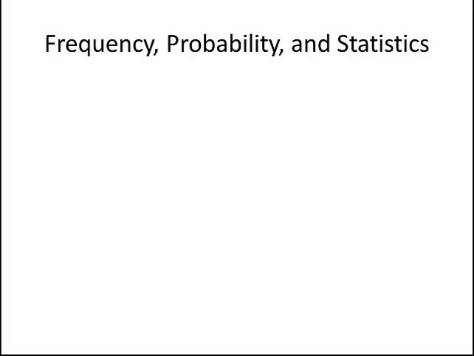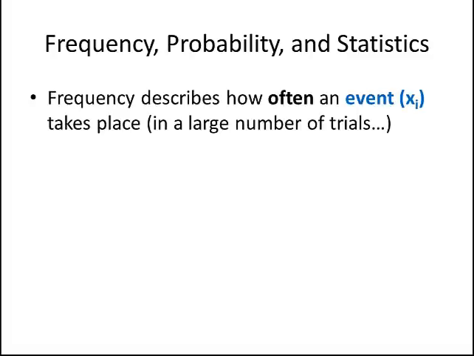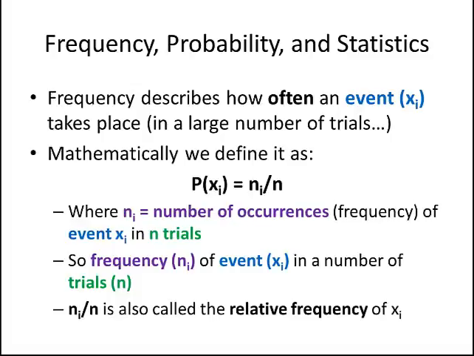So frequency describes how often an event, in this case we'll denote it as x sub i, takes place in a large number of trials. That's what frequency does. And so mathematically we define this as the probability of an event is equal to the number of occurrences, or its frequency, divided by the total number of trials. And we can see that definition there mathematically on the screen.